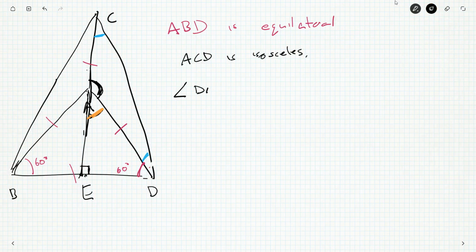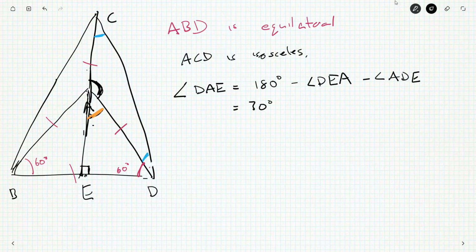So what can we say? Angle DAE equals 180 degrees minus angle DEA minus angle ADE. And this is going to be 30 degrees. So we got a nice little 30 degrees here. So angle DAC is 180 degrees minus our orange angle. So it's going to be 150 degrees.